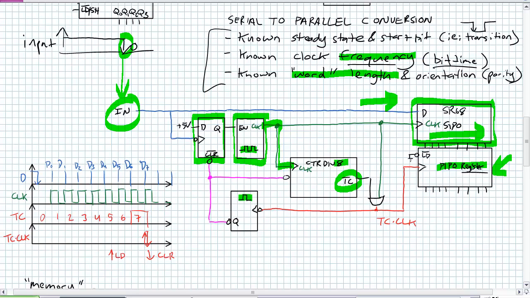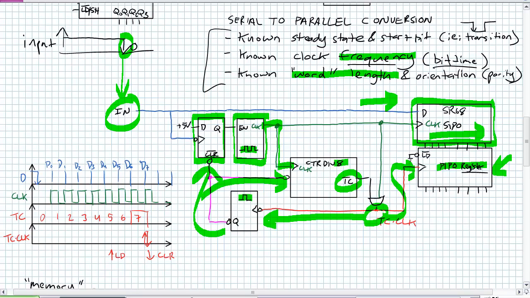This counter, what is this here? It's the terminal count. It's the indication that this thing has reached its maximum sequence. Once it's reached its maximum sequence, it's generating the terminal count and clock signal, signifying, hey, I've got my final answer, and clearing out these other devices to begin the sequence again.